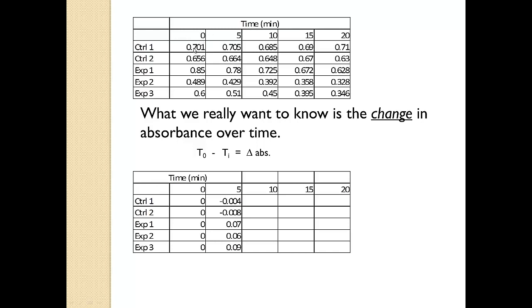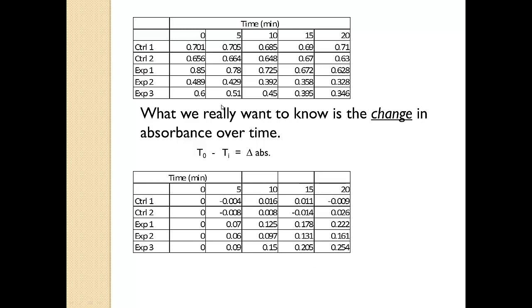Then take time 0 minus time point 10, and put those in this column, and you carry that all on out, and you have your crunched data. Okay, this data is the change in absorbance over time.